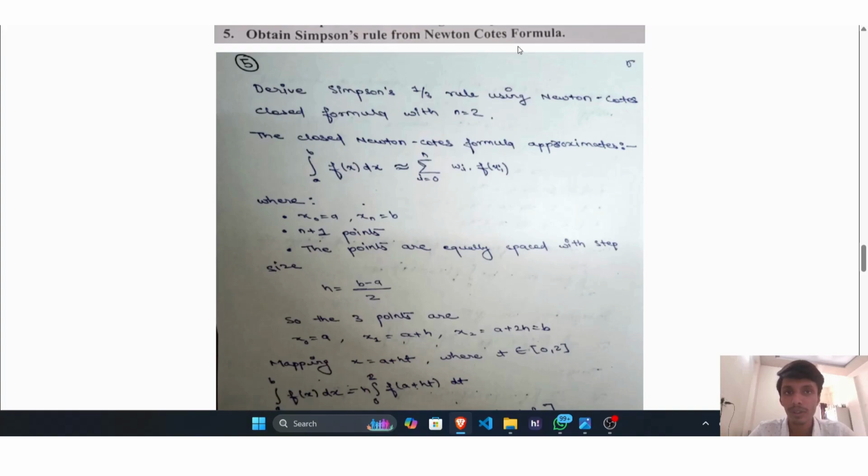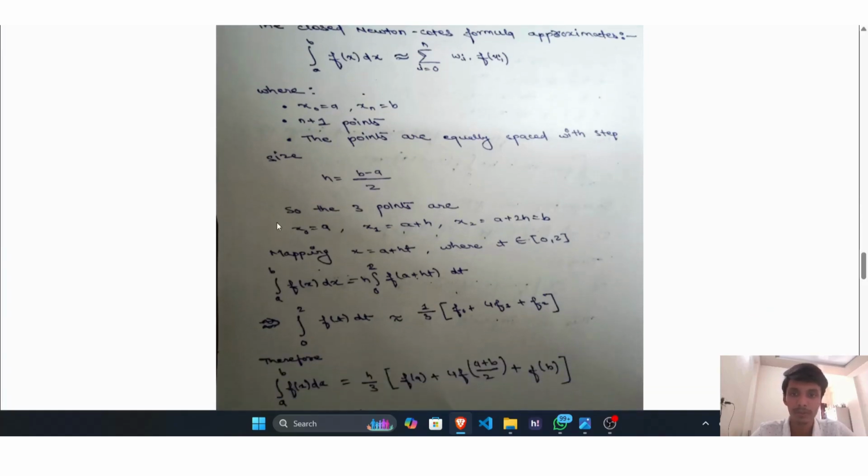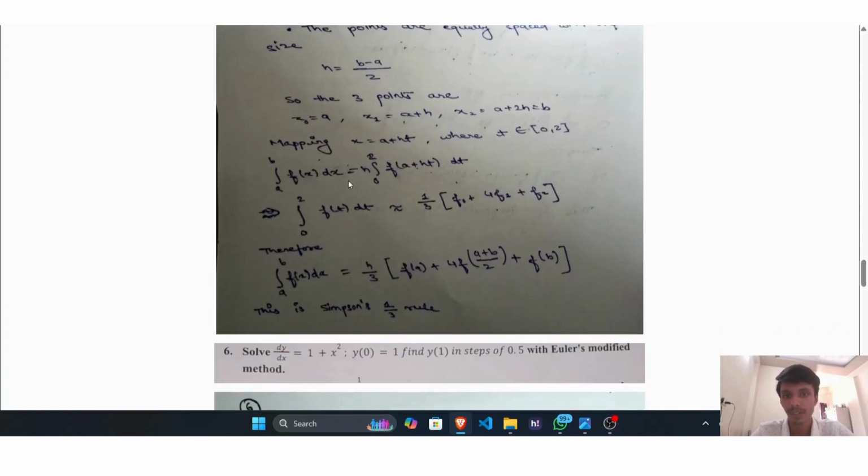Obtain Simpson's rule from the Newton-Cotes formula. In this question, we have to derive Simpson's 1/3 rule using Newton's closed formula with n equal to 2. The closed Newton-Cotes formula approximates, same as the above question, the integral from a to b of f(x) dx, approximately equal to the summation 0 to n of wi f(xi). Here there are n plus 1 points equally spaced with step size h equal to (b minus a)/2. So the 3 points are x0 equals a, x1 equals a plus h, x2 equals a plus 2h equals b.